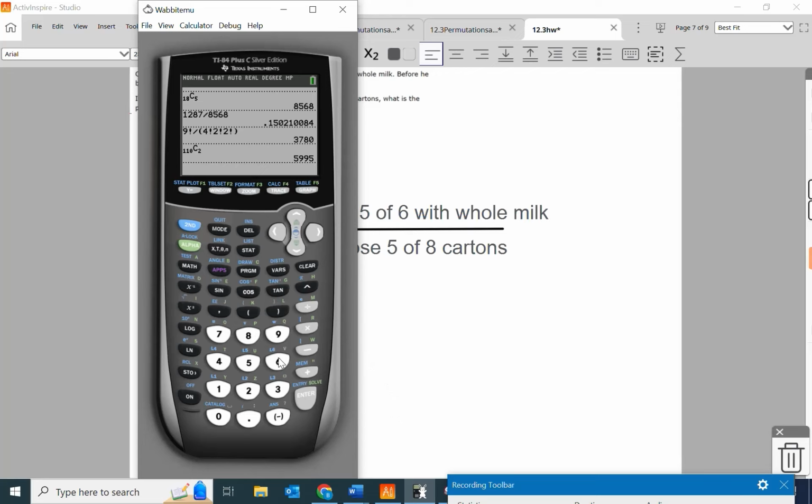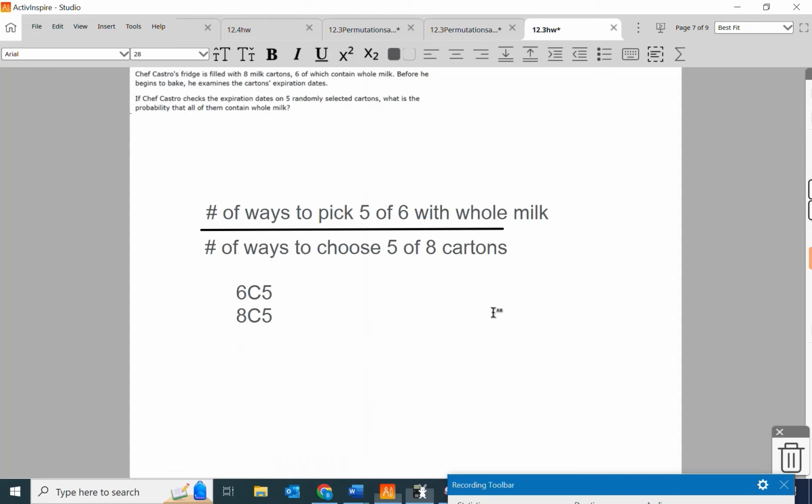So that was 6 choose 5, math, probability, choose 5. Numerator is going to be 6. The denominator is 8 choose 5. So I get 6 over 56. Sweet.